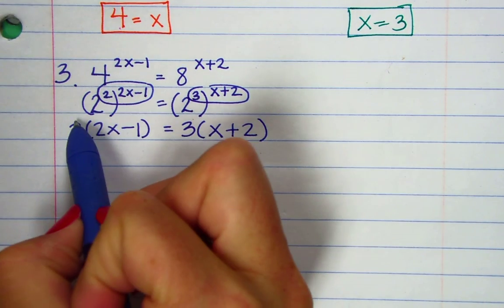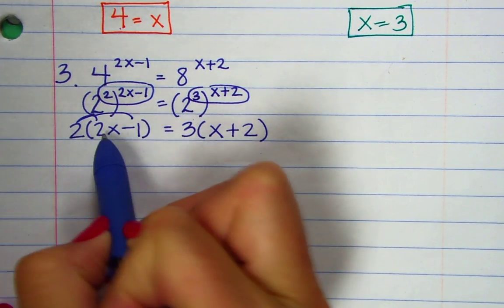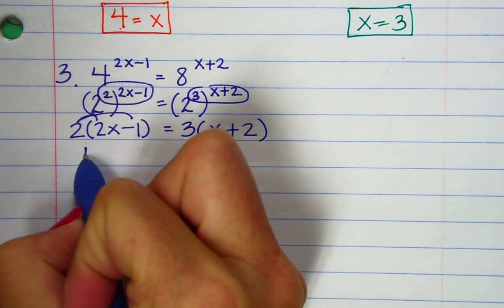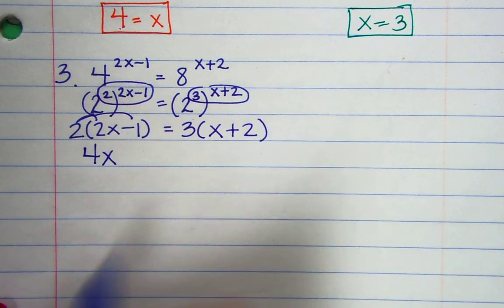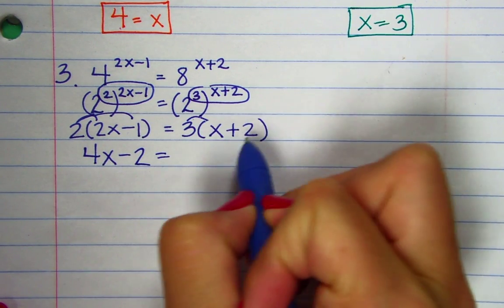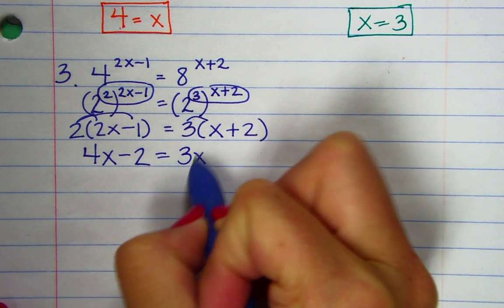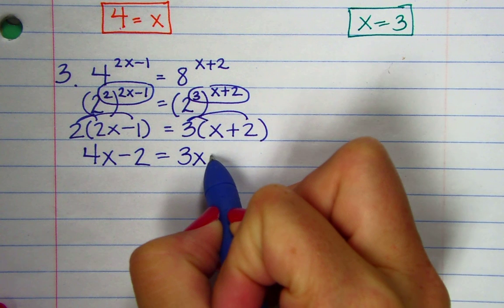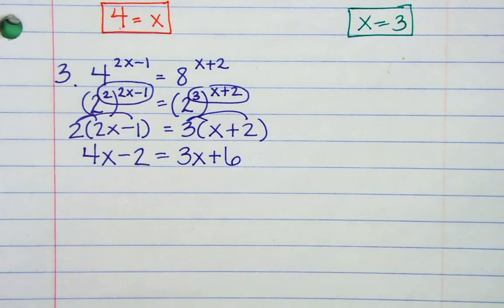Okay, you distribute this in. 2 times 2x, 4x. 2 times negative 1, negative 2. Then 3 times x, 3x. Don't forget to take it to the 2. 3 times 2, 6. Right there again, we just have a two-step equation with variables on both sides.